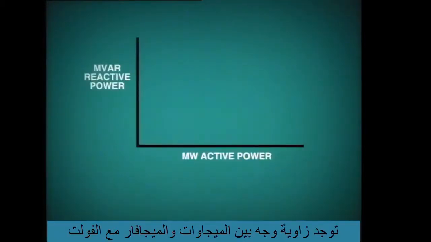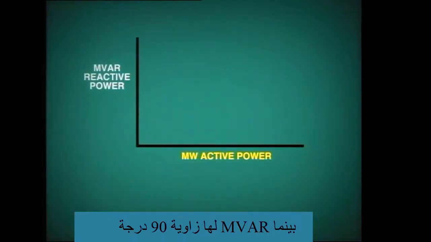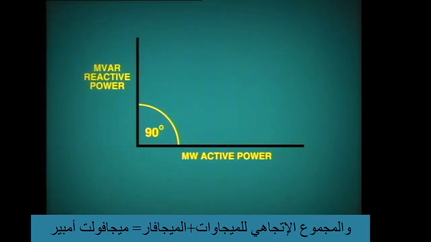Megawatts and megavars act with different phase relationships to voltage. Active power is in phase, while reactive power acts 90 degrees out of phase. The combination of megawatts and megavars is known as MVA, that is, megavolt amperes.